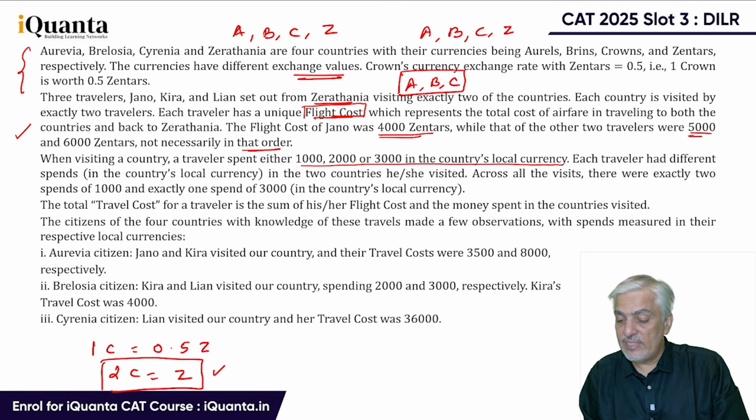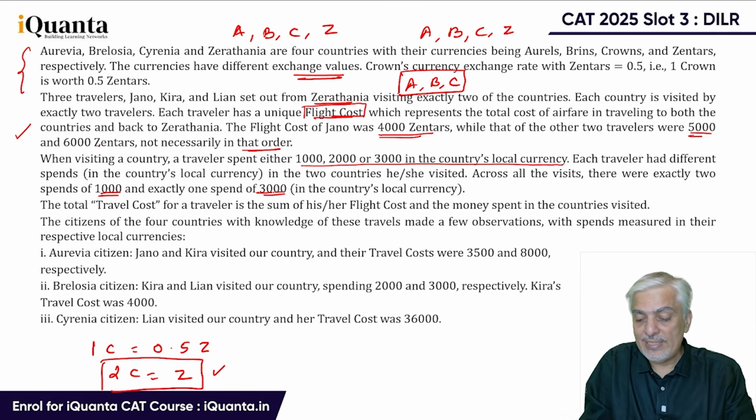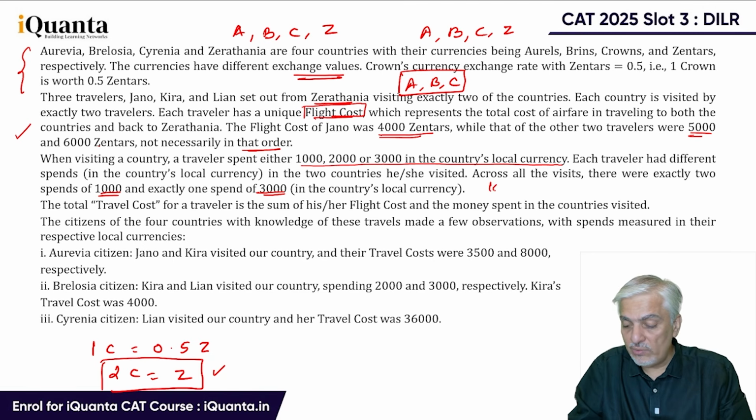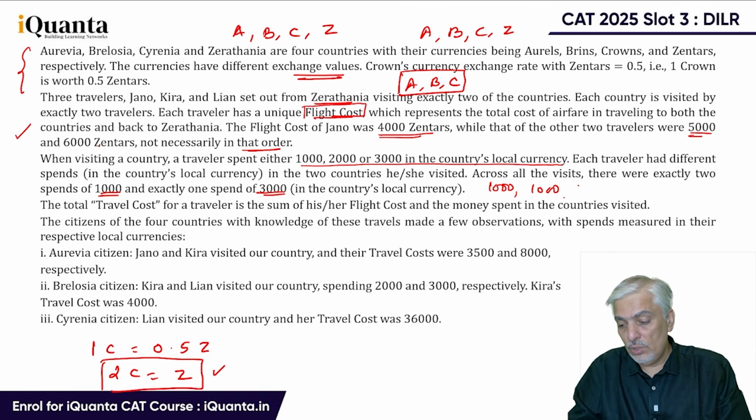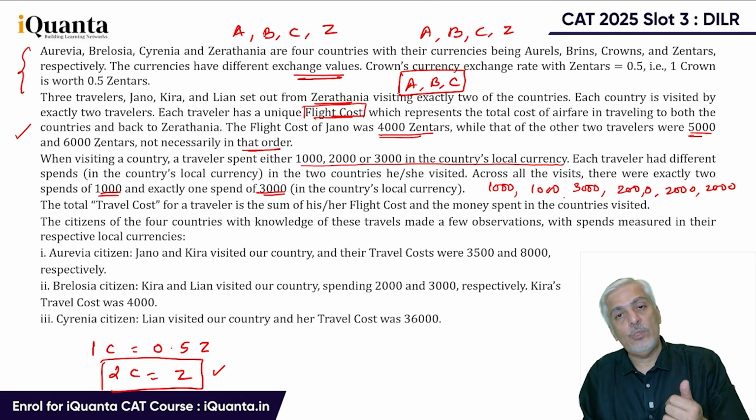Across all the visits, there were exactly 2 spends of 1,000 and exactly 1 spend of 3,000. So there were going to be total 6 spends. So 1,000 were 2 spends, which currencies we still don't know. 1 spend of 3,000. That means there were 3 spends of 2,000. Right? I hope you got that. Because why 6? Because J will spend in 2 places, K will spend in 2 places, L will spend in 2 places. So there were totally 6 spends.